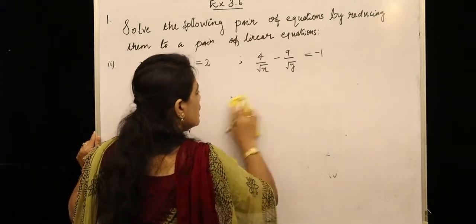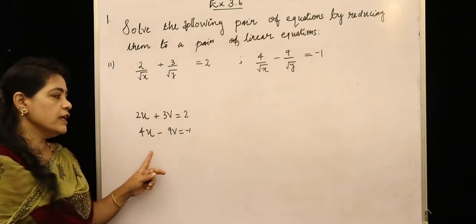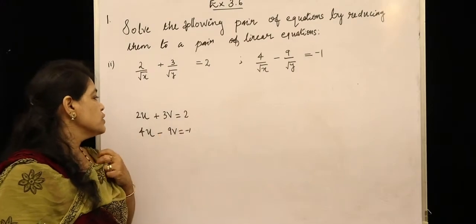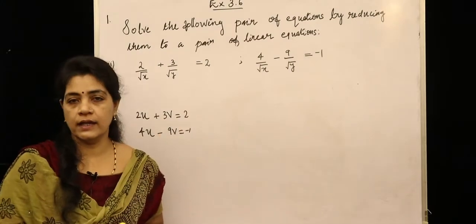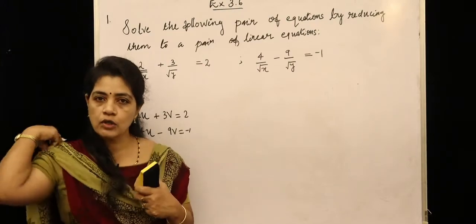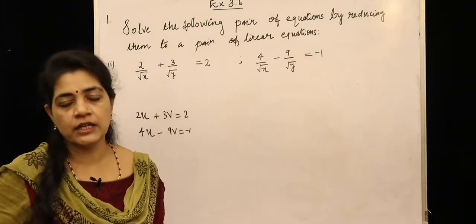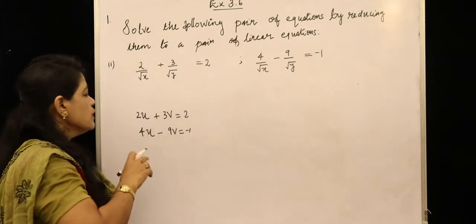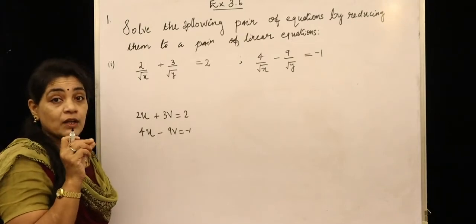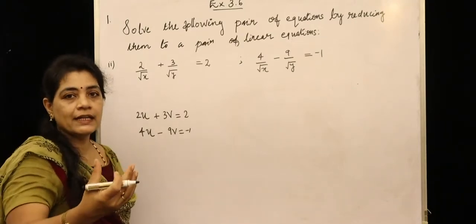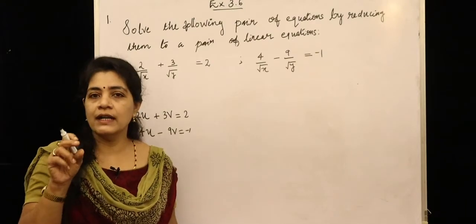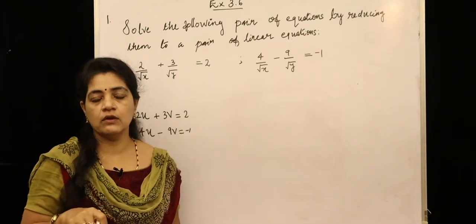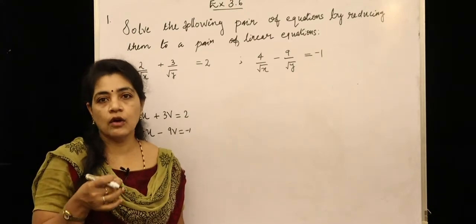This is now in the form of a pair of linear equations in two variables. That means we now have the variables u and v in the numerator. Now we are going to solve for u and v by the elimination method or the substitution method. That doesn't matter, but the elimination method would be better. Children, this is another important idea you can apply here: you can easily make the coefficients the same.